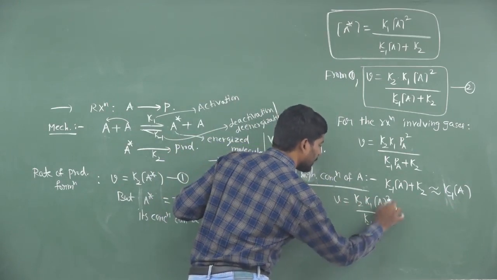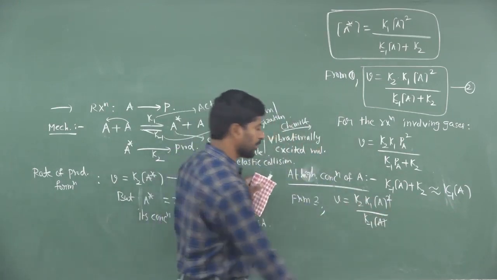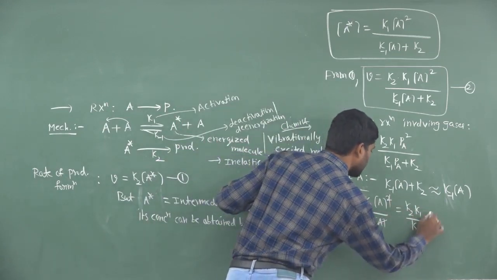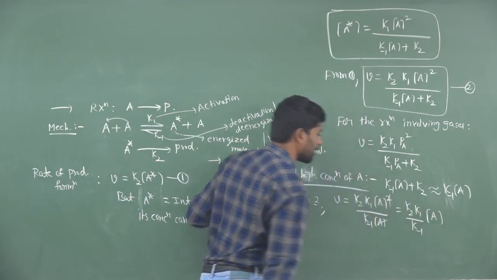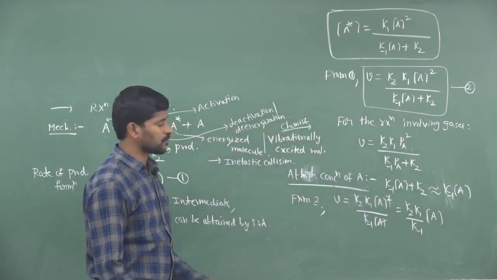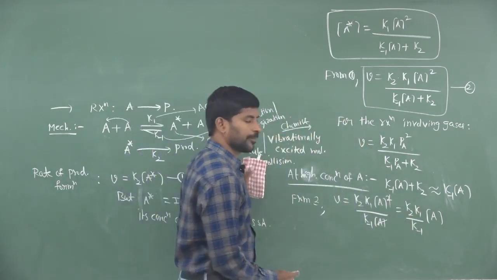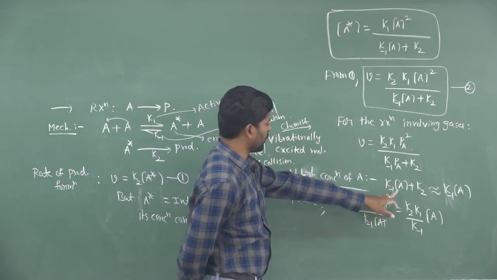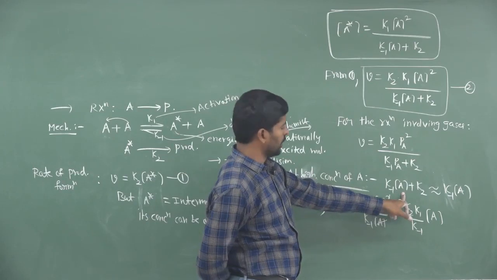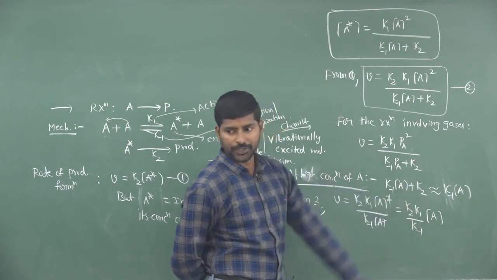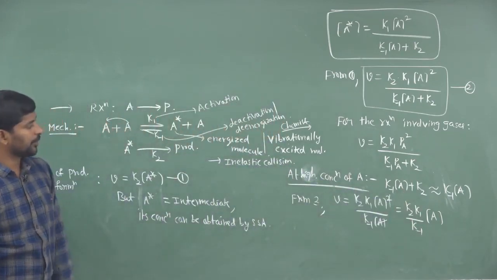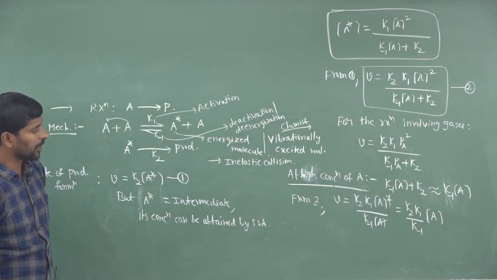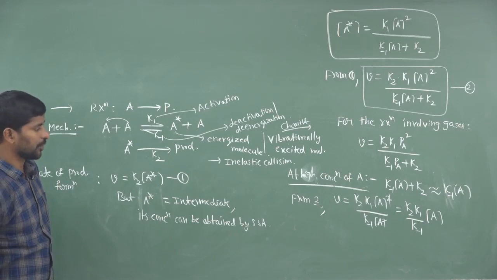So concentration of A gets cancelled. So that is equal to K2 K1 by K minus 1 into concentration of A. Okay, now high concentration, so therefore compared to K minus 1 into A, K2 can be neglected, so that we substituted in equation 2, A gets cancelled, we got K2 K1 by K minus 1 into A.